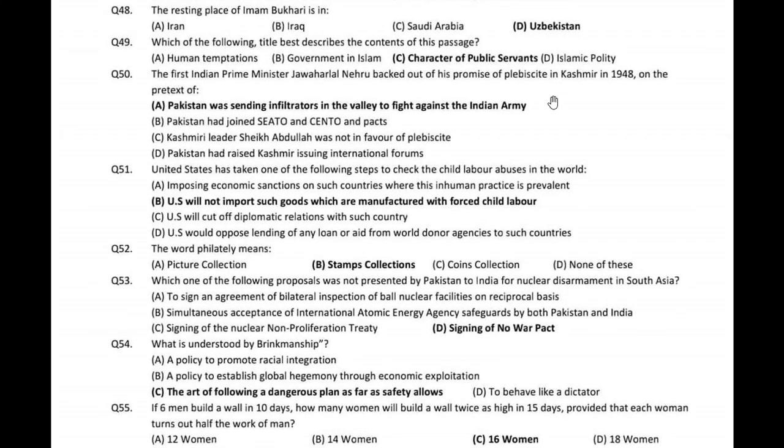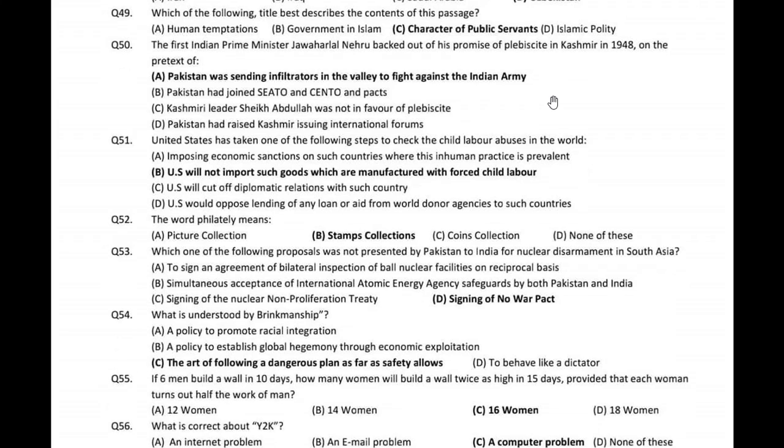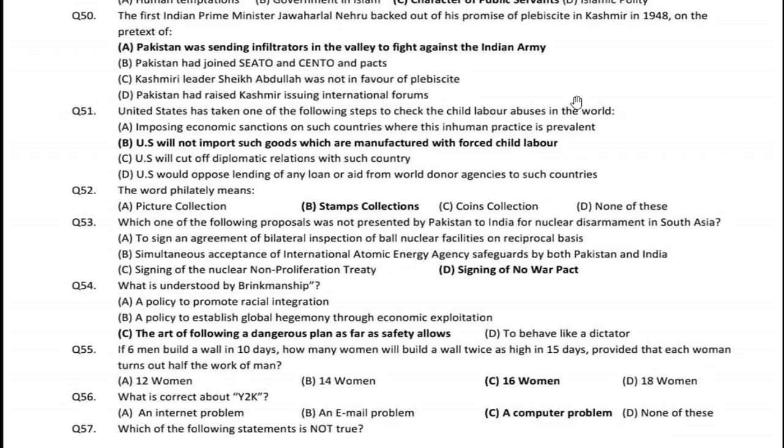Option A, Pakistan was sending infiltrators in the valley to fight against the Indian Army. United States has taken one of the following steps to curb child labor abuses in the world. Option B, US will not import such goods which are manufactured with forced child labor. The word philately means? Option B, collection of stamps.